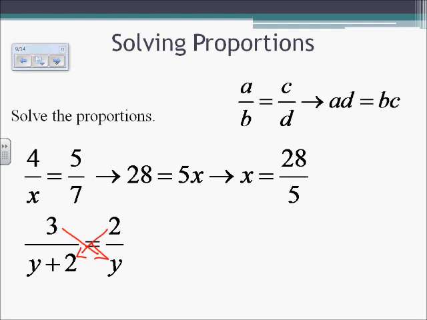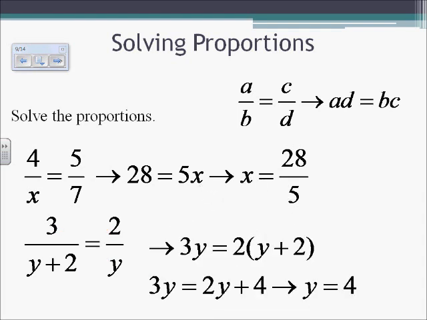Here we will have 3y is equal to 2 times the quantity of y plus 2. And this is where a lot of times people can make mistakes. When you have 2 times the entire piece, y plus 2, you have to distribute. So then we have 3y is equal to 2y plus 4. And when we subtract 2y on both sides, we end up with just y is equal to 4. So we have algebraic expressions there along with our proportions.